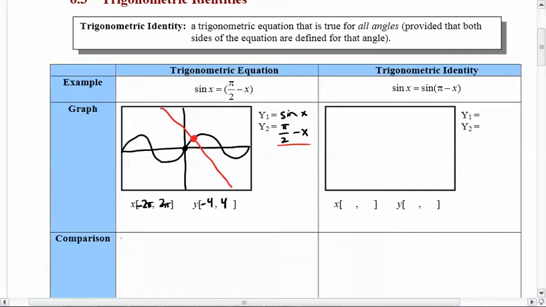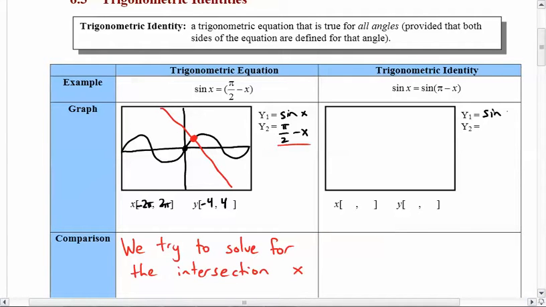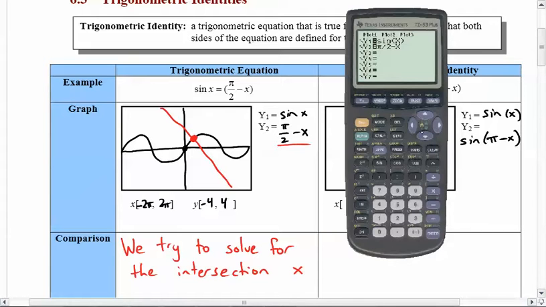So with a trigonometric equation, we try to solve for x. The solution is the intersection of the right-hand side and the left-hand side. Now if you have a trigonometric identity, if we graph the left-hand side, sine x, and the right-hand side, sine of pi minus x, let's take a look at what that looks like.